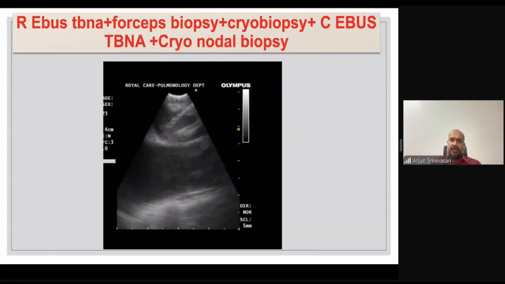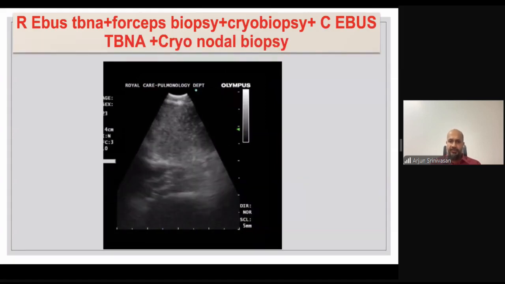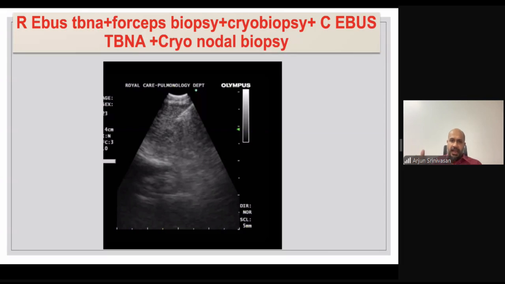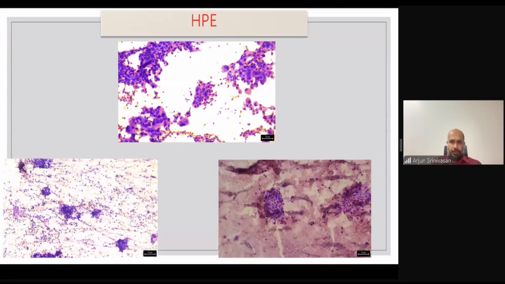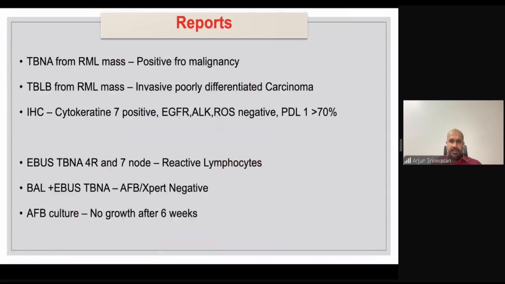Then the 4R and the 7 get mapped, and both of them get a TBNA and a cryo-nodal biopsy, as you would do for a staging procedure. So this is the histopathology that you can see. These are the reports which are available, which say that the TBNA from the right middle lobe mass was positive for malignancy, which was called even on ROSE.